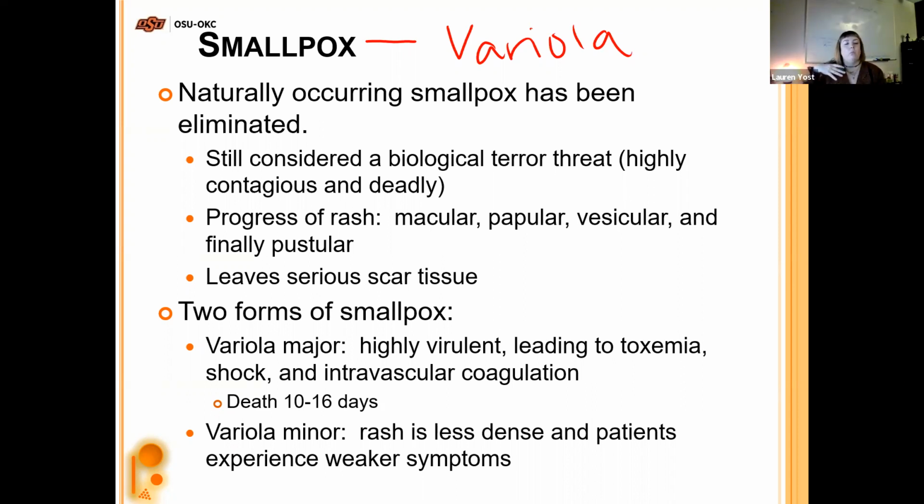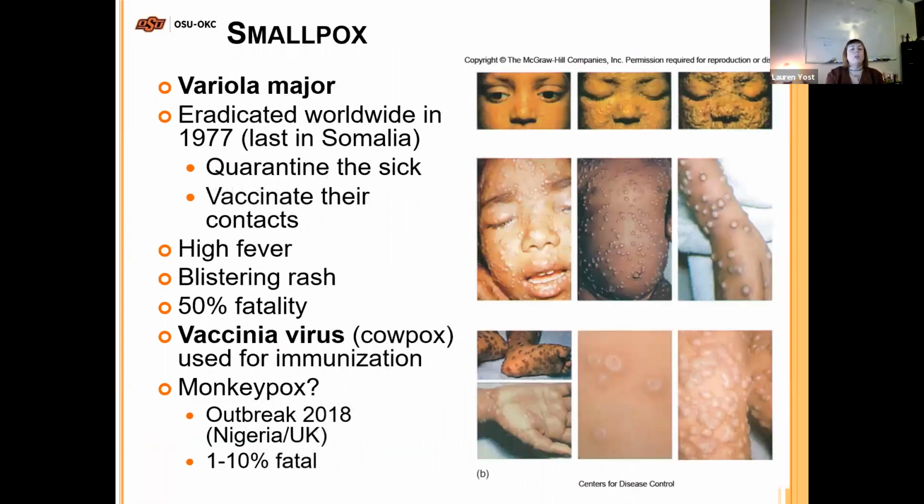So variola major, the worst one, the most virulent, dead in 10 to 16 days. Variola minor, not as bad. Variola major was eradicated worldwide. We quarantined the sick people and vaccinated all of their contacts. And so there was less spread, and therefore it wasn't being spread. People would heal up, and that was that. And we got rid of it. It caused high fever, a blistering rash. It had a 50% mortality rate.